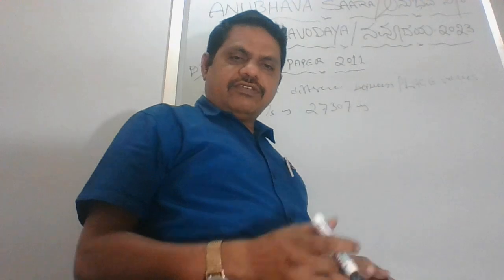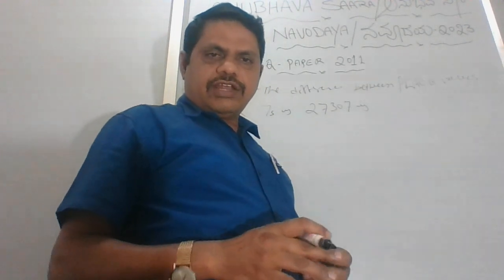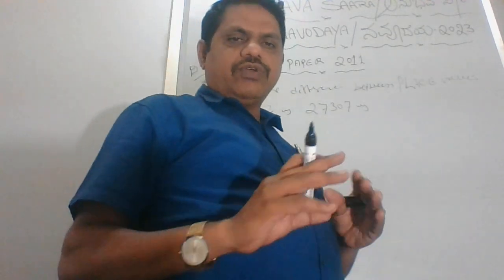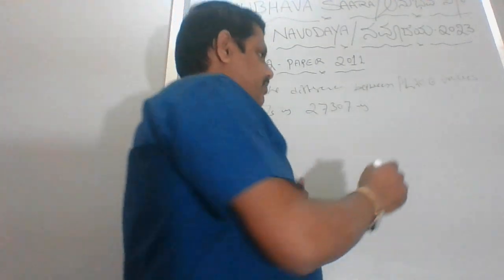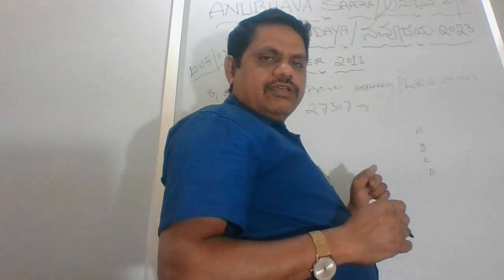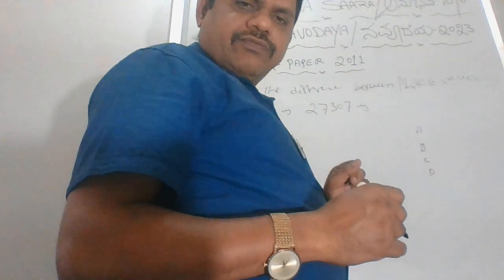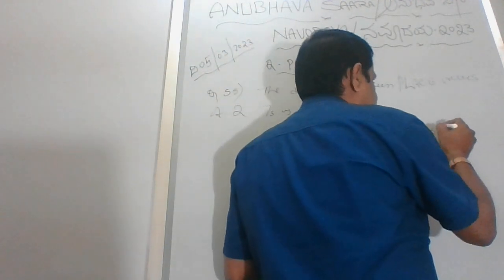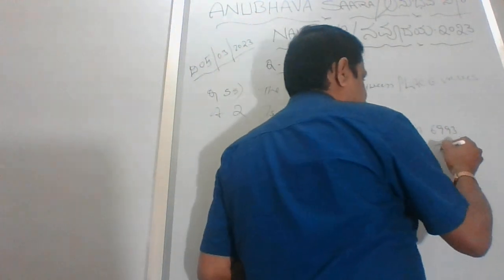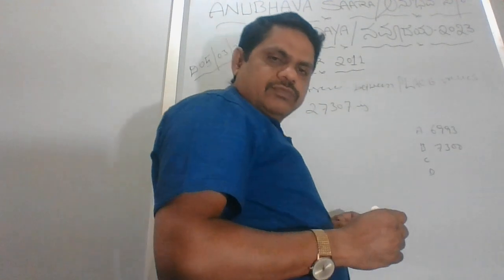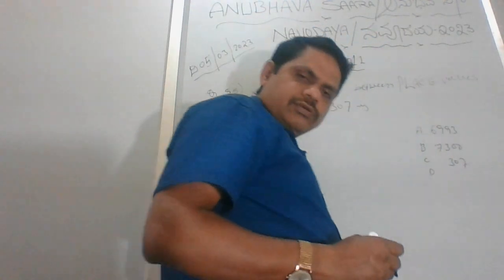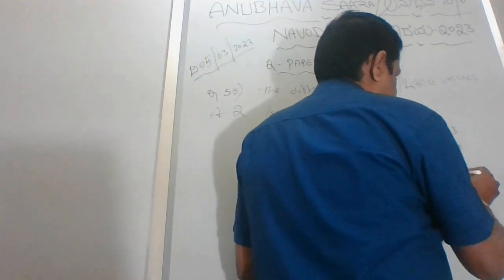Okay. So I'll first write the options. Then later we'll discuss the question and how we can find the answer in the question itself. A, B, C, D. So A is 6993. B is 7300. C is 307. D is 40.